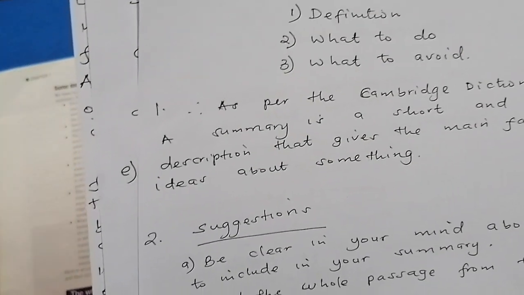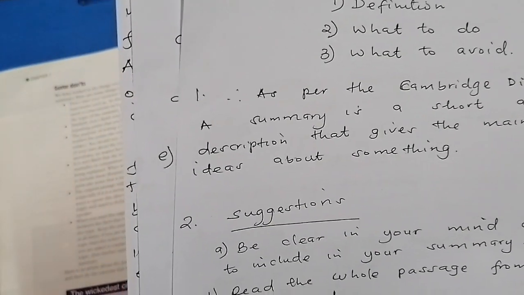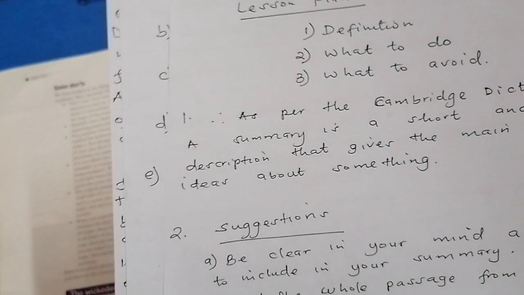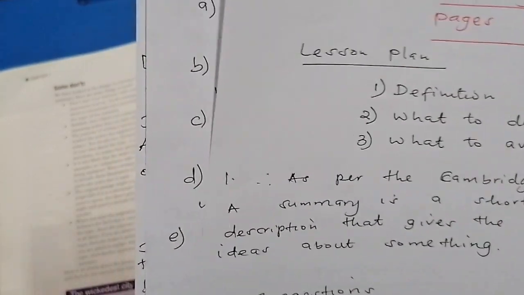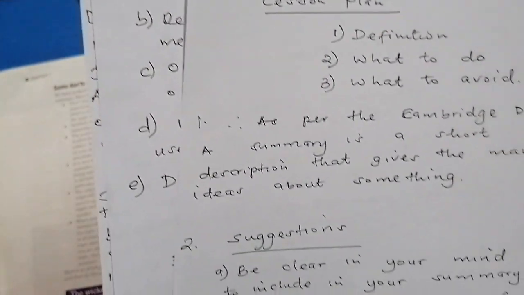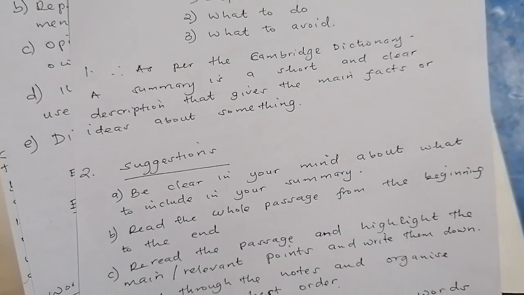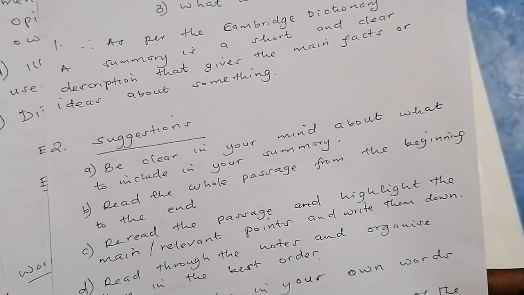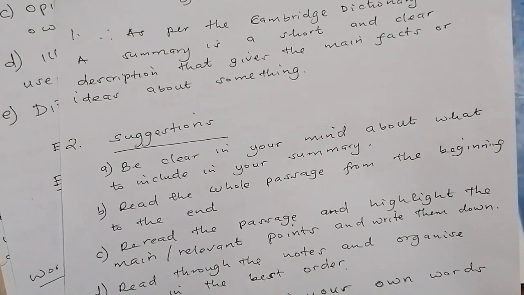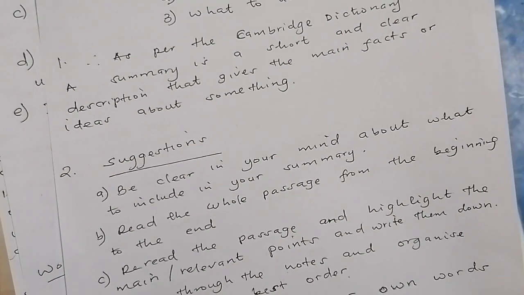Secondly, that is on my second point, that is the suggestions. Now, after learning that summary is a short version of the main points or main idea, now we look at some of the things that we are supposed to do and what we are not supposed to do. So to start with, I'm going to start with the suggestions. That is what you're supposed to do before writing your summary.